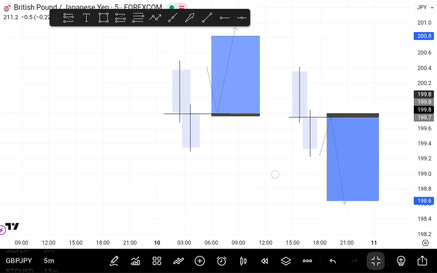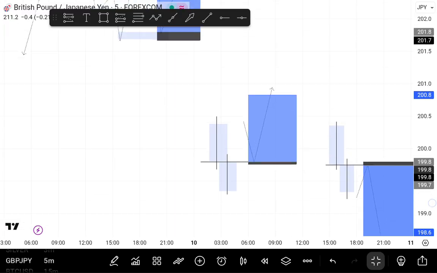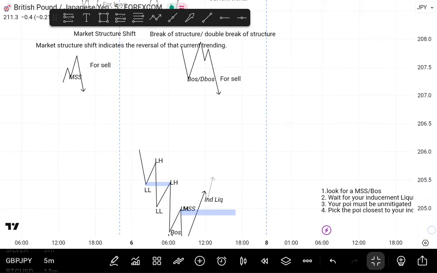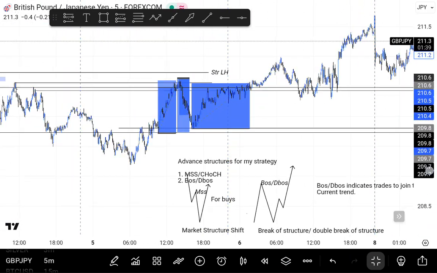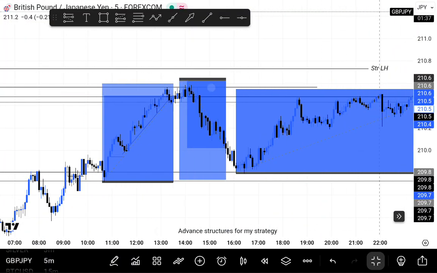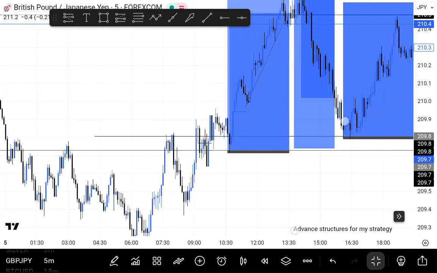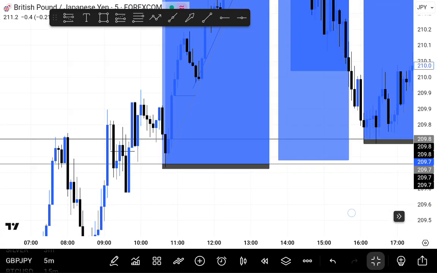So, since I use the entry model, let's go to the chart and see how it happens. So for this analysis here, this is why I got this analysis. So I get my bias and where my bias was coming from.